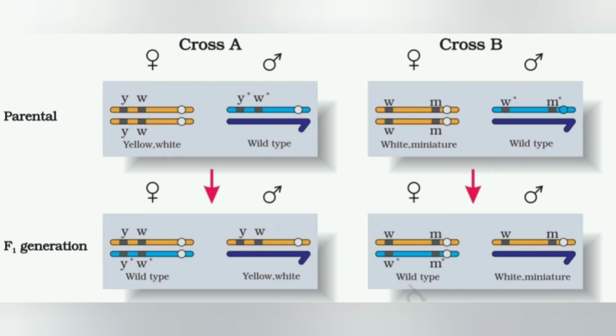Let us try to understand the cross done by Morgan in Drosophila melanogaster. As stated earlier, he used two crosses. In one, he took yellow and white genes against wild type. He obtained wild type as well as parental type in the F1 generation, whereas in cross B, he took white miniature against wild type and obtained wild type and white miniatures.